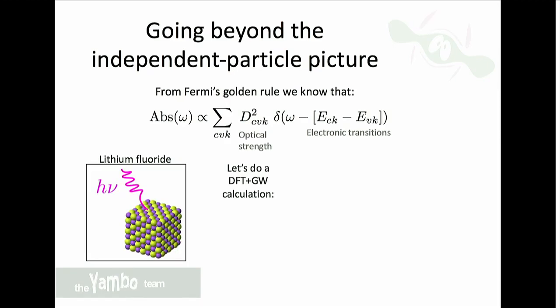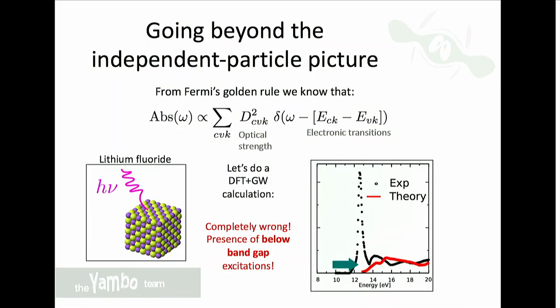The problem is, if we take a random material like lithium fluoride, let's do the most accurate calculation that you can do so far, DFT plus GW, and let's plot this absorption spectrum. That's completely wrong. So it's the red curve, while experiment shows this huge peak at a lower energy. So clearly here we are missing something. Obviously we are missing the electron-hole interaction.